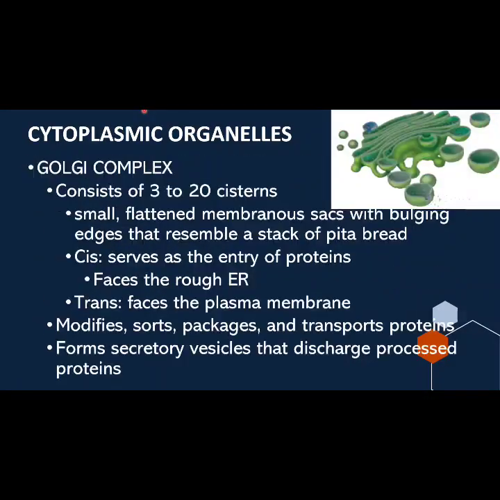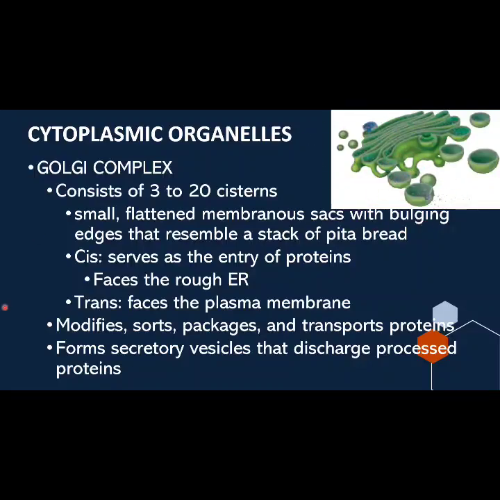Moving on to your Golgi complex. Your Golgi complex consists of 3 to 20 cisterns. You have small flattened membranous sacs with bulging edges that resemble a stack of pita bread. Here you have an illustration of your Golgi complex.